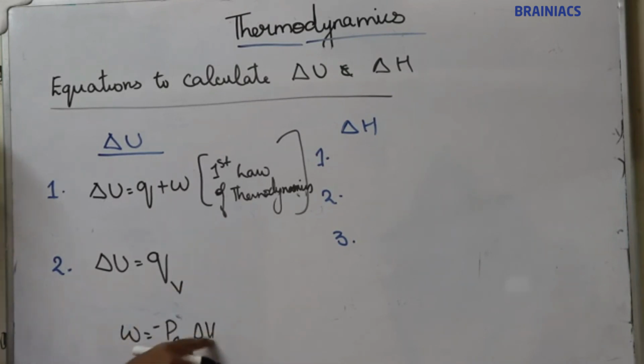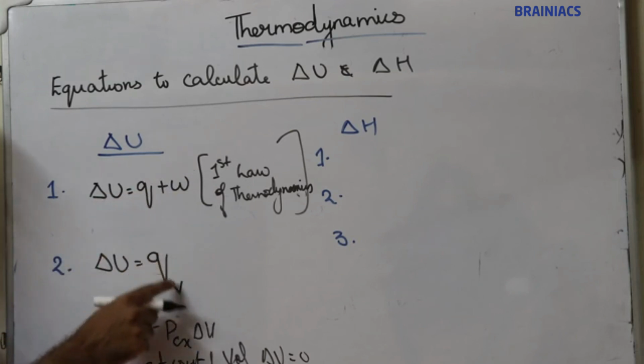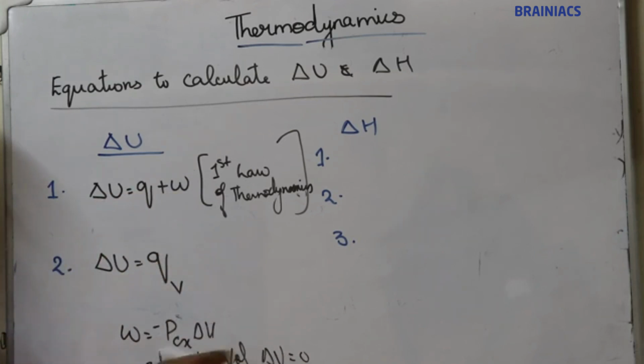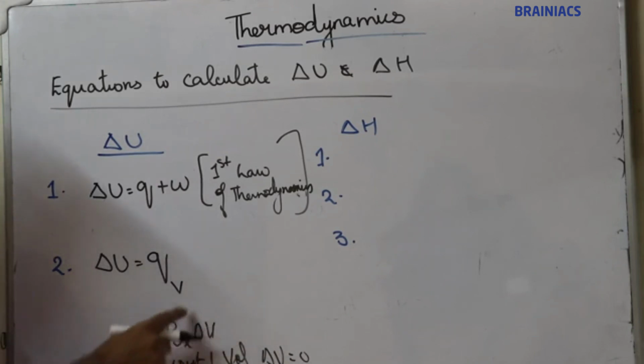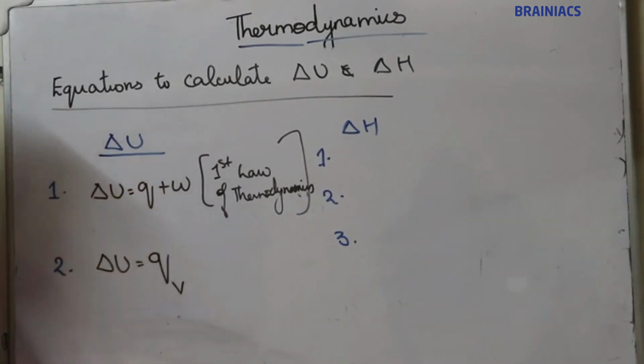Now if volume is constant, at constant volume delta V is equal to 0. So this will become equal to 0, and W is equal to 0. When W becomes equal to 0, you will get delta U is equal to Q. At constant volume, delta V is equal to 0, so minus P external into 0, W will get 0, right? So at a constant volume, I think you remember this equation.